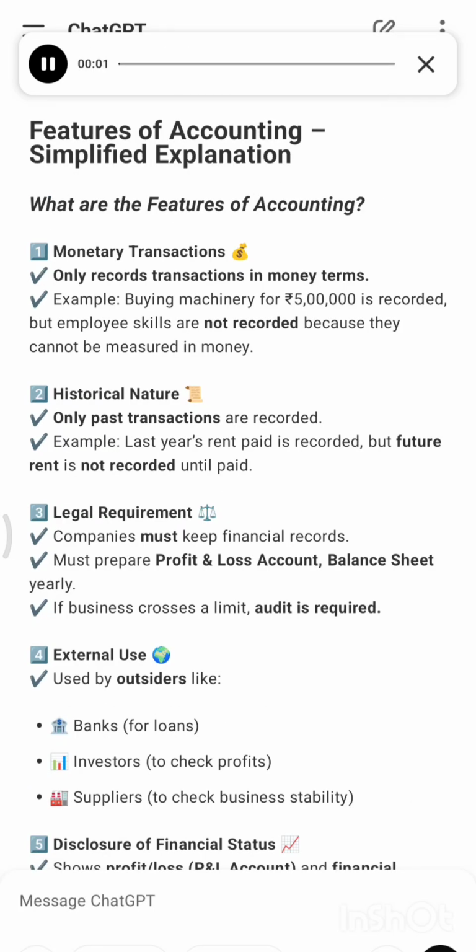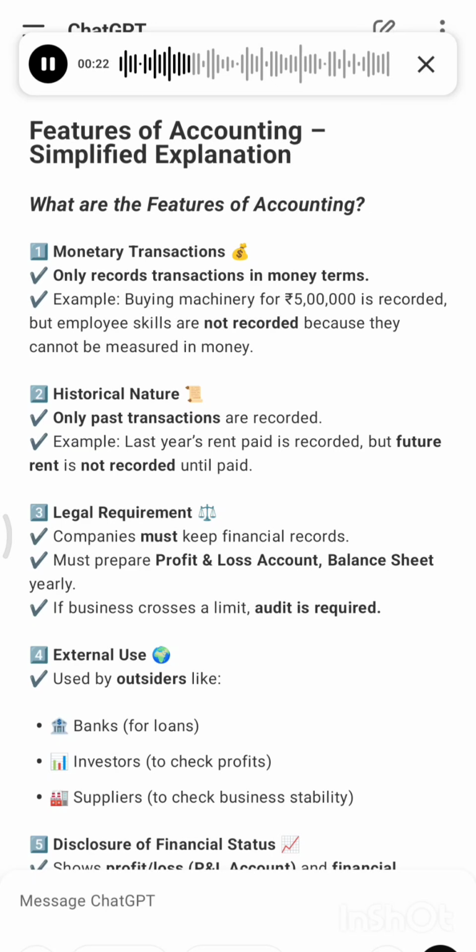Features of accounting, simplified explanation. What are the features of accounting? 1. Monetary transactions. Only records transactions in money terms. Example: buying machinery for $5,000 is recorded, but employee skills are not recorded because they cannot be measured in money.